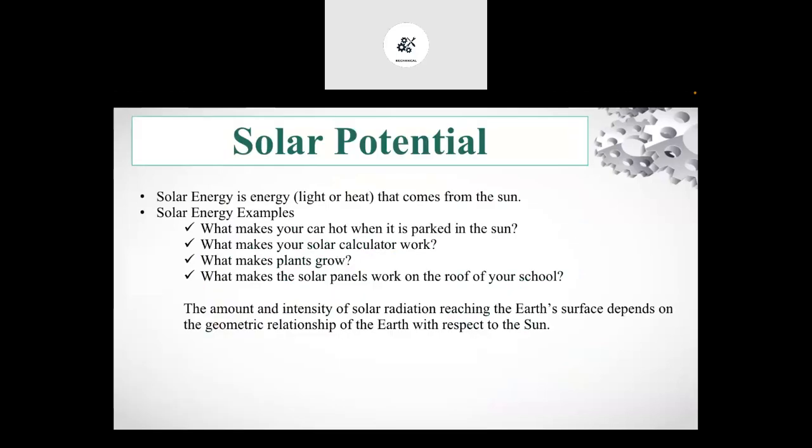So first of all, the solar potential. As we know, why do we require to use solar energy, or why are we mostly concentrating on solar energy these days? For that, you must know some background of the energy resources. What are the different types of energy resources, and how do we generate electricity from these particular resources?